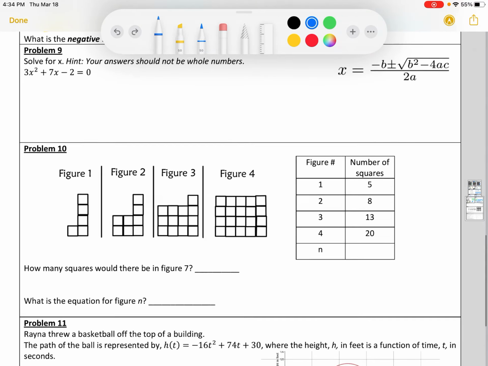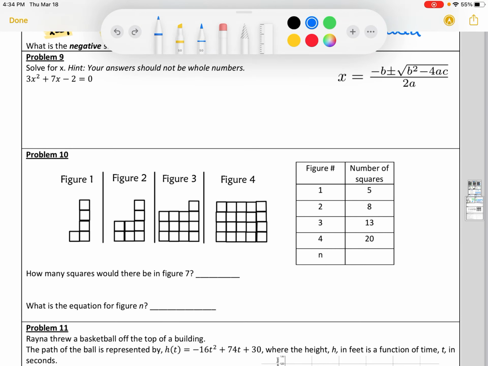It's already set equal to 0. How nice. We just have to identify a, b, and c. So a is the number in front of x squared. A equals 3. B is the number in front of x. B equals 7. C is the number by itself, the constant. I always remember C for constant. C equals negative 2. So A is 3, B is 7, C is negative 2.